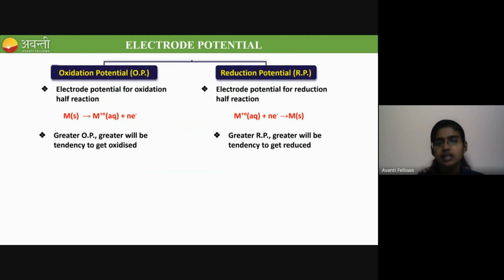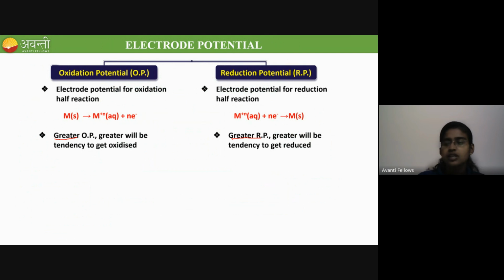And if that oxidation potential is more, greater will be the tendency to get oxidized. If the value is more, then the element can get oxidized easily. And if the reduction potential value is greater, then the element can get reduced easily. The element can easily gain the electron and get reduced. So higher the values, higher is the tendency to get oxidized and reduced. Got it? So this is about oxidation and reduction potential.